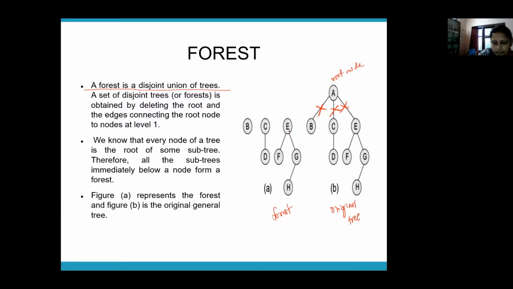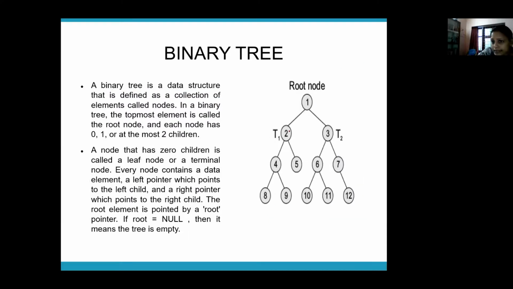Yes, ma'am. Okay. Next is a binary tree. This is very important. A binary tree means, look at this. In a binary tree, the topmost element is called a root node, and each node has 0, 1, or at the most 2 children. So each node can have a maximum of 2 children.